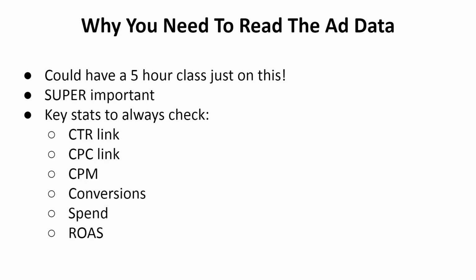So the most important ones to check: click-through rate, CTR, on any links that you have there. Cost per click for any links. There's CTR all and there's CTR link. We want to be looking at CTR link. There's CPC link and CPC all. We always want to be looking at CPC link. CPM means cost per 1,000 impressions.